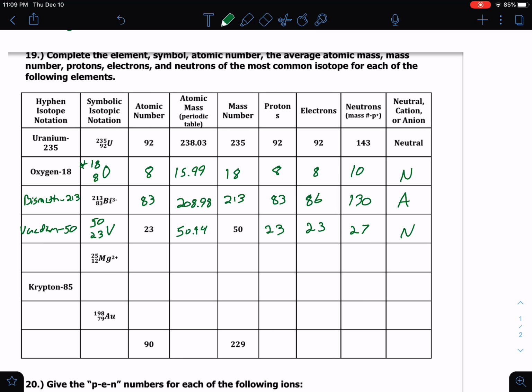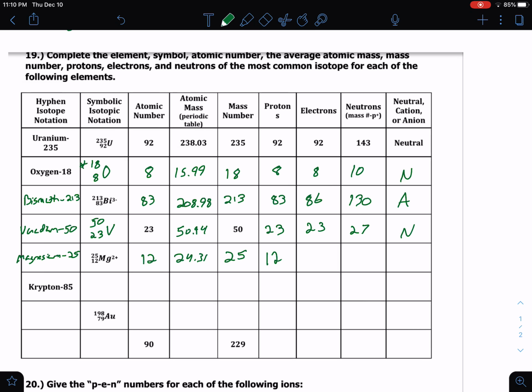Okay, next one, we have 25 12 Mg 2+. Mg is going to be magnesium dash the mass number, which is 25. My atomic number is the bottom number, so that's going to be 12. The mass of magnesium is 24.31 on the periodic table. My mass number that they gave me was 25. My number of protons is just the atomic number, so that's going to be 12.